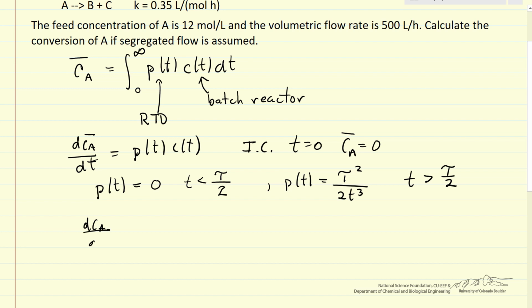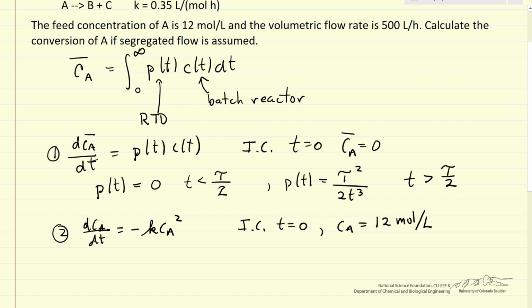The last thing we need to solve this is the mass balance for a batch reactor, so we can get the concentration as a function of time. So minus k Ca squared for a second order reaction. For this differential equation, the initial condition, for a batch reactor at time equals 0, is that Ca is our initial concentration entering the reactor, 12 moles per liter. So I will solve these two differential equations simultaneously using Polymath. That turns out to be a particularly easy way to do it.